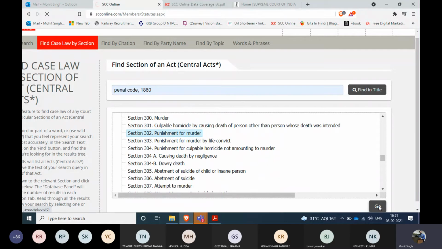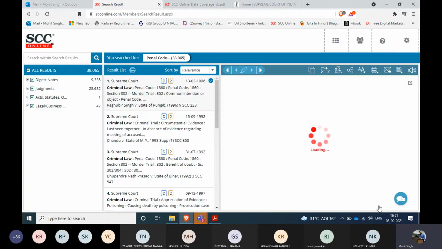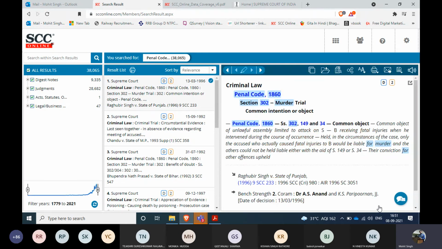I click on go. All the cases which discuss IPC section 302 will come onto your screen and you can simply see them and you can filter down the information as per your preference. So 38,000 documents. And again, as per your preference, you can filter down the information. Now, let's move forward with the dashboard.